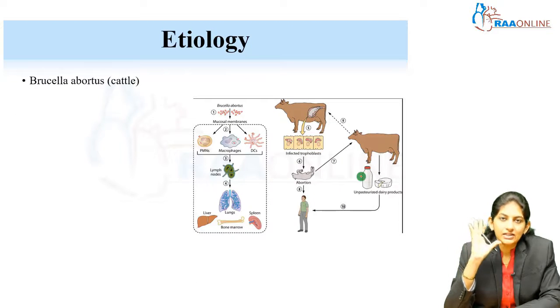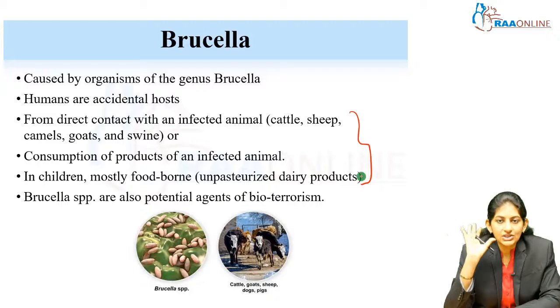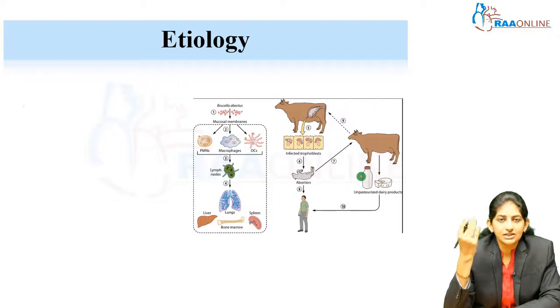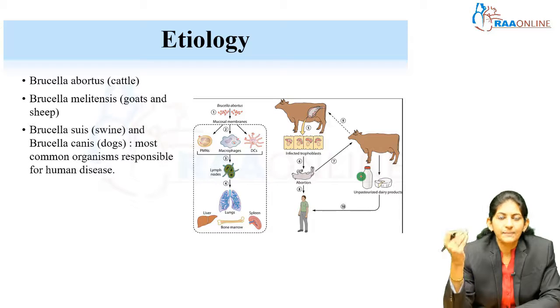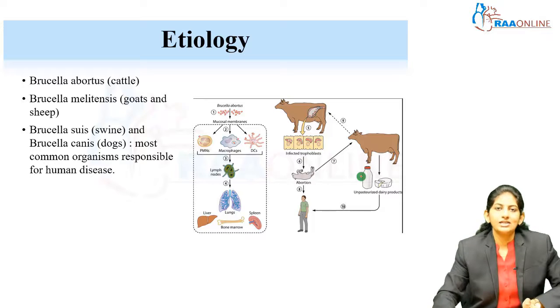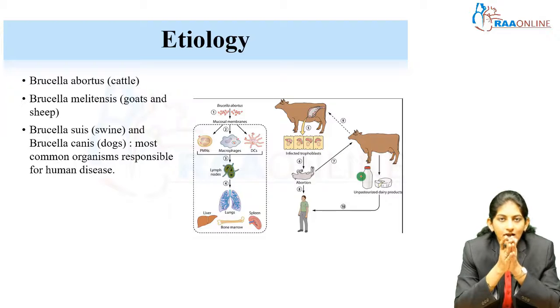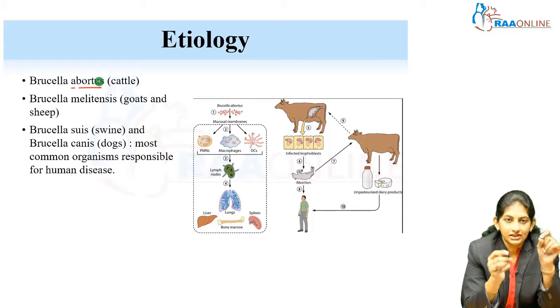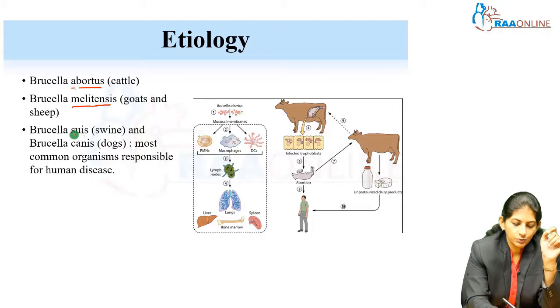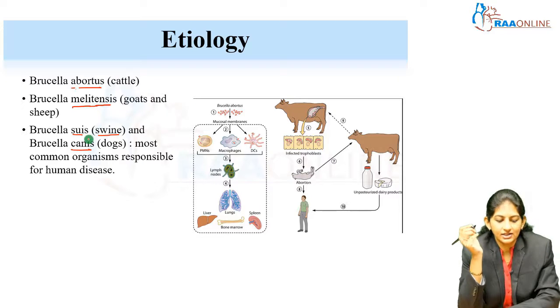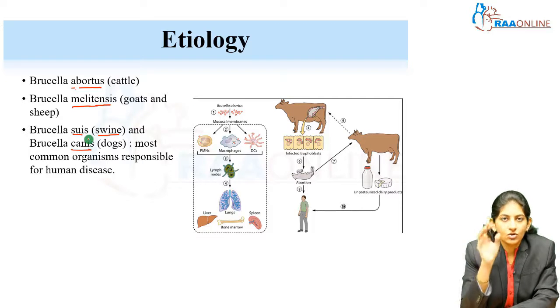There are many species. Brucella is the genus, which contains many species underneath: Brucella abortus, melitensis, suis, canis, etc. The species name comes from the definitive host. Brucella abortus is from cattle. Brucella melitensis is from goat and sheep. Brucella suis is from swine. Brucella canis is from dogs. These are the four most common organisms which cause disease in humans as well.